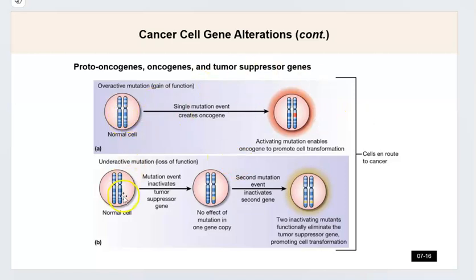The other one here is that if we have a loss of function mutation. So now we have mutation that inactivates the tumor suppressor gene, right? And now we have two inactive mutant functional genes here, and both of those can lead to cell division.